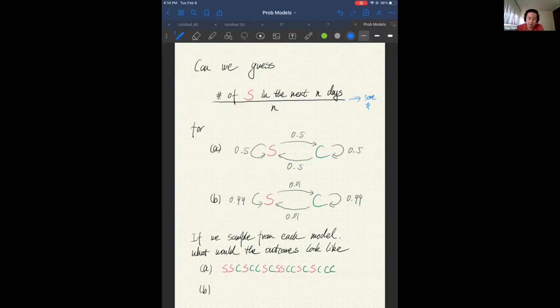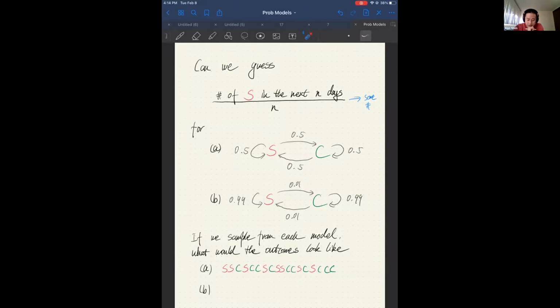But in this case, it's slightly more complicated than just flipping a coin n times and looking at whether the outcome is heads or tails. Here it's a Markov model instead of the independent model that we saw on the first slide. So now we have two Markov models, A here and B here. For the first part, let's take a minute to think about these.